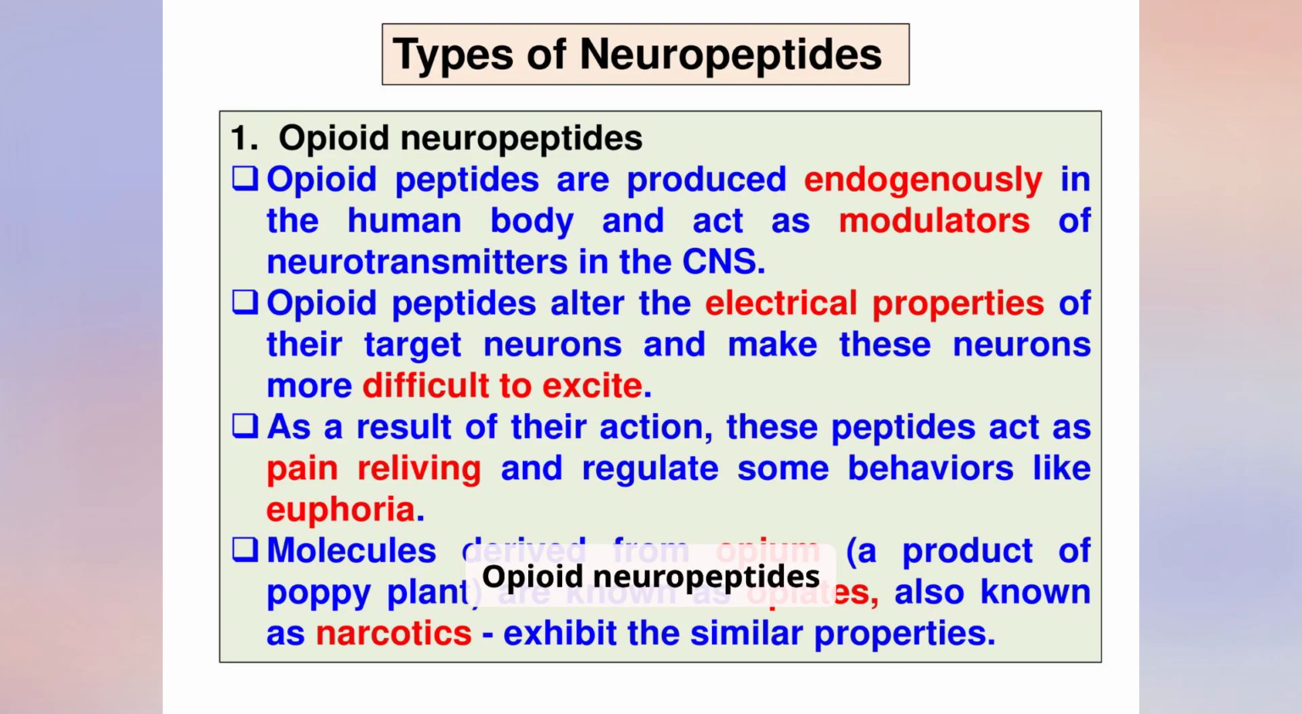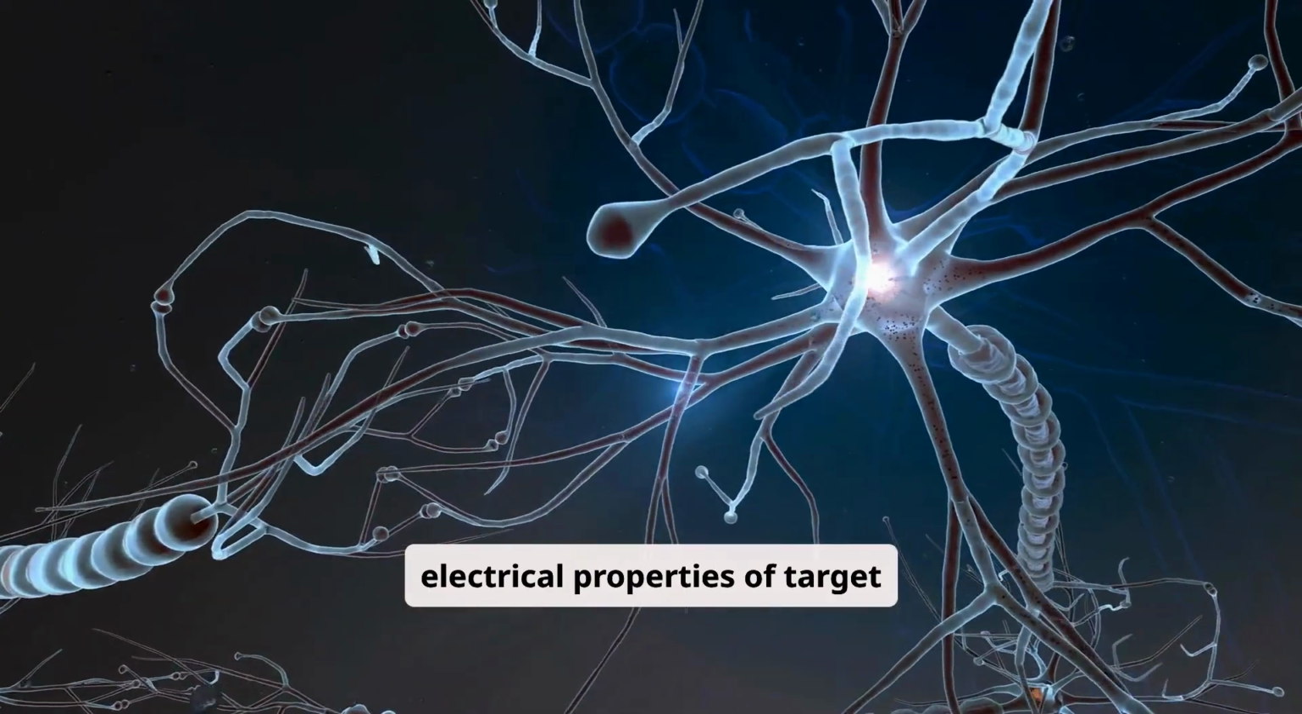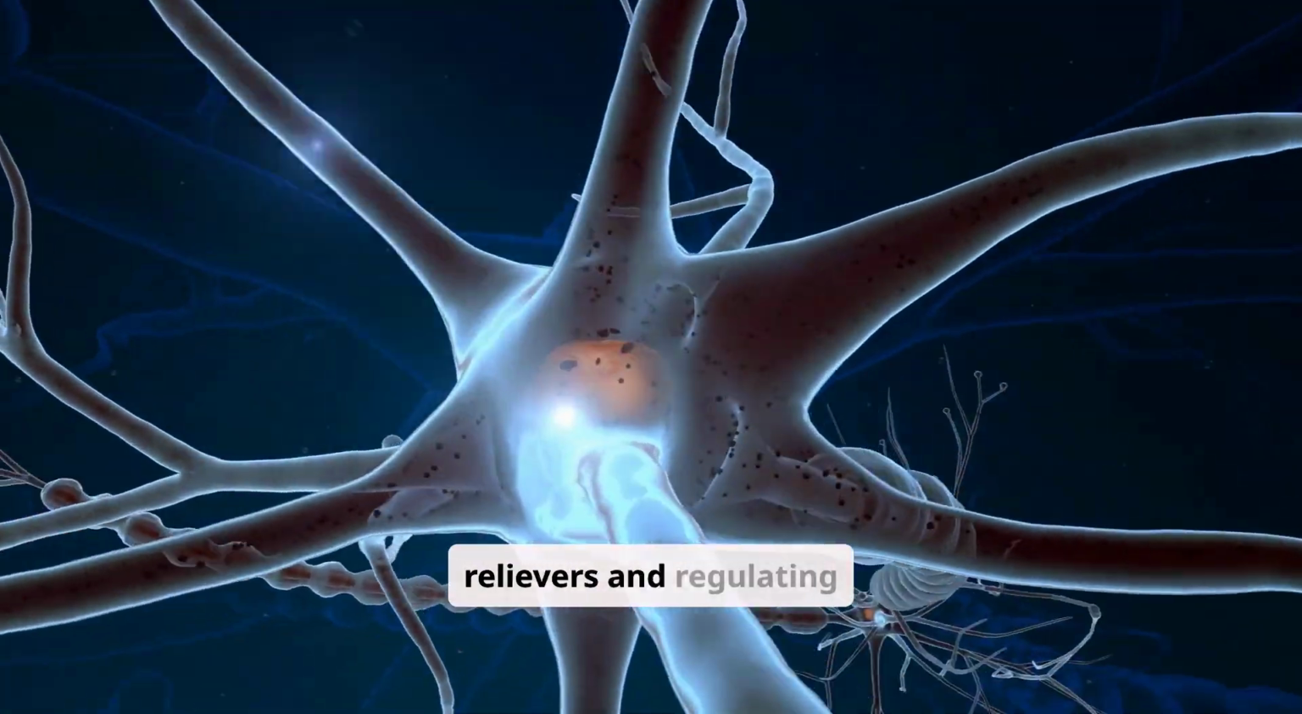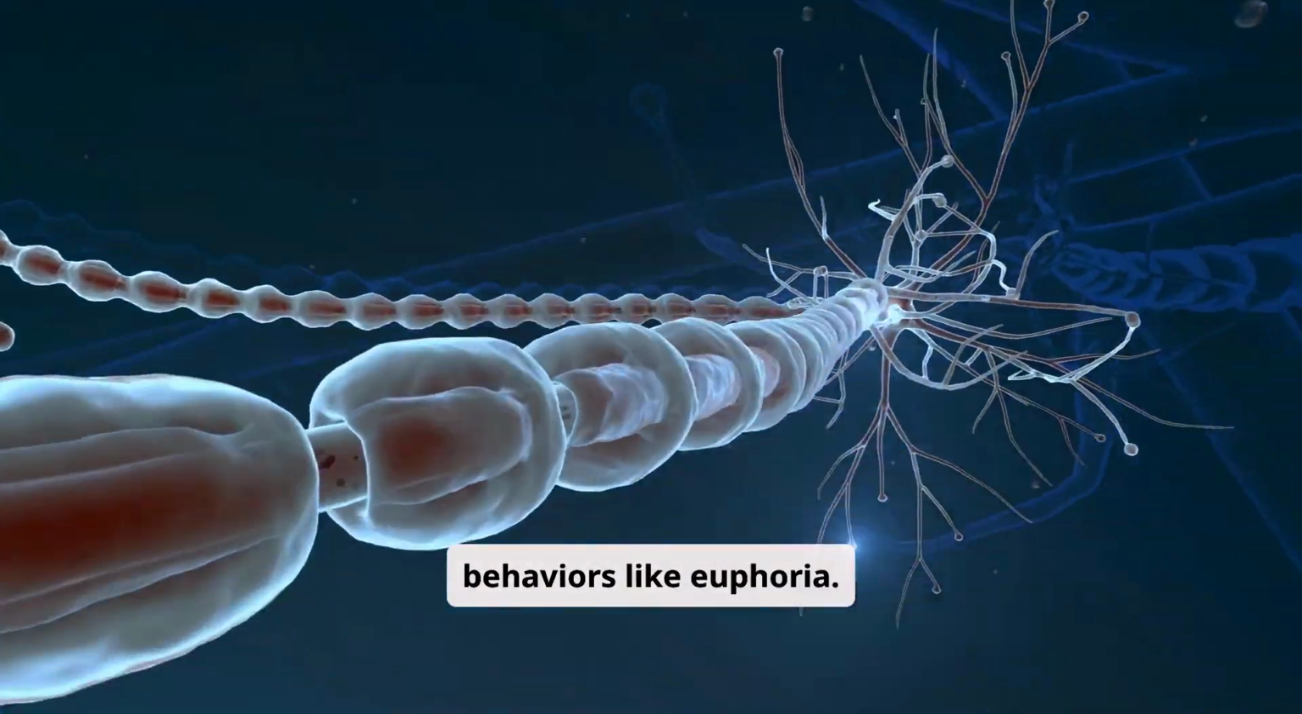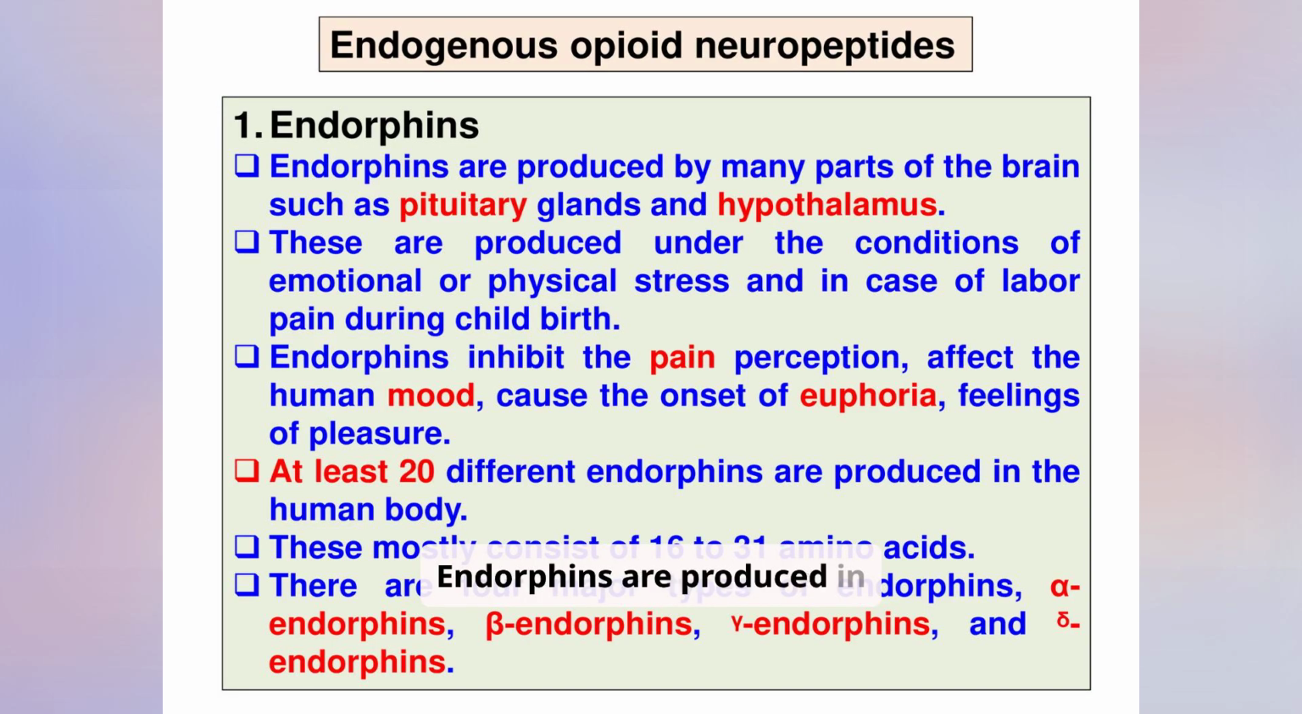Opioid neuropeptides are produced endogenously and act as modulators of neurotransmitters in the CNS. They alter the electrical properties of target neurons, acting as pain relievers and regulating behaviors like euphoria. Endorphins are produced in the pituitary glands and hypothalamus in response to stress or pain.